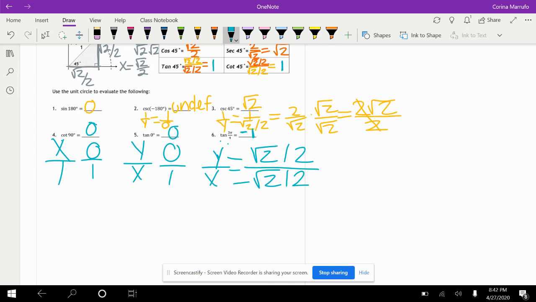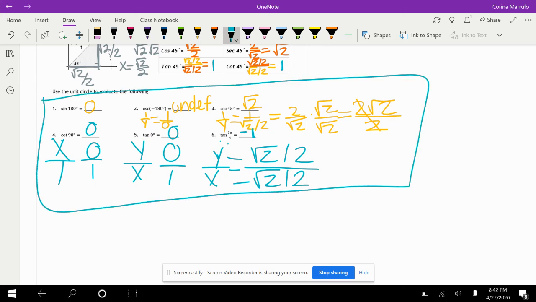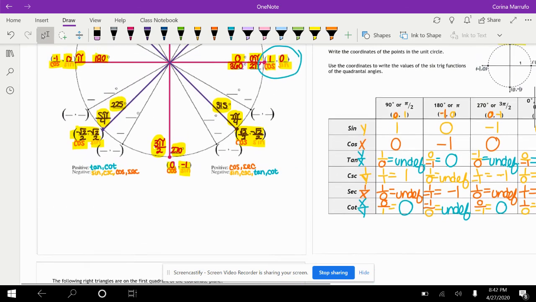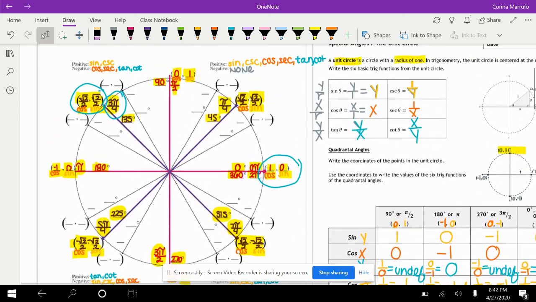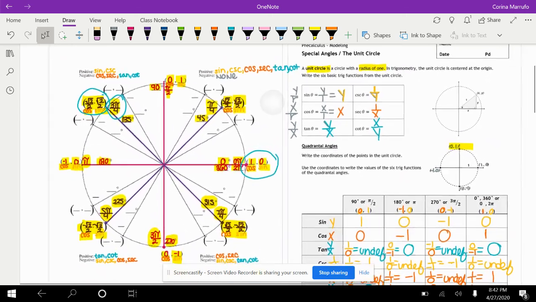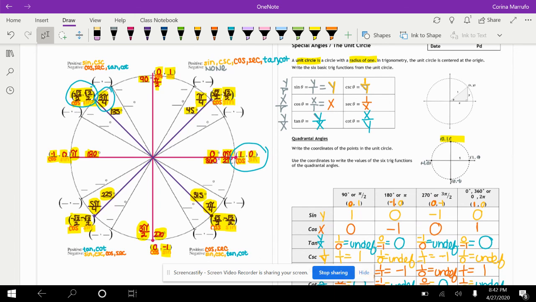We'll go ahead and finish up the rest of the circle in the next lesson, but I'm going to go ahead and quiz you, and it's going to be very similar to what we did here. Make sure you take a screenshot of the unit circle or copy it down, because you do need the unit circle to answer these questions.